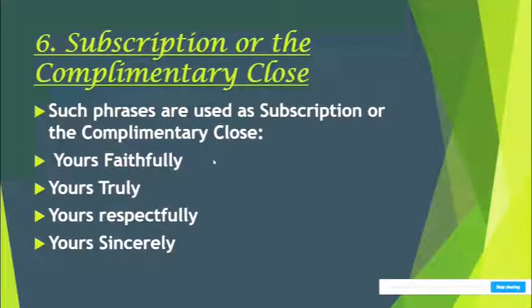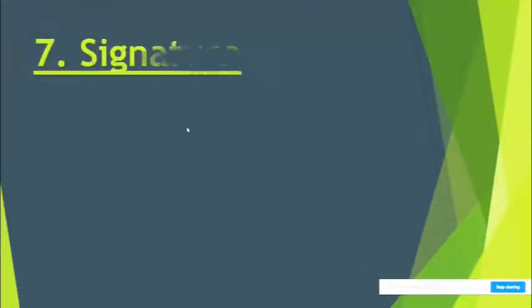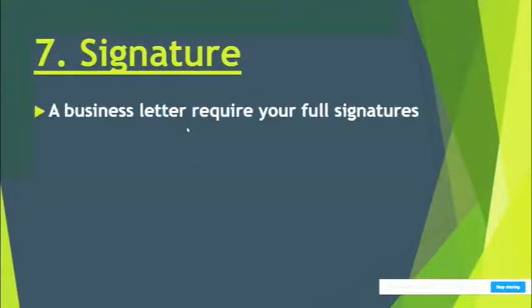And the last part of our application is known as signature. Here, when the body of letter comes to a close, we close it by subscribing or the complimentary close, and then we write our name. Just an initial signature doesn't make the sense complete. Whenever we are writing a business letter or a formal letter, we have to put our full signature while writing the application or a letter.